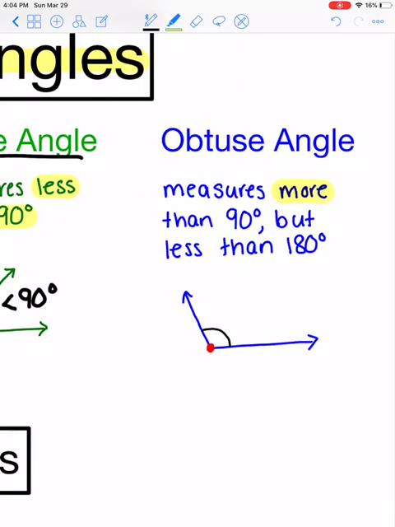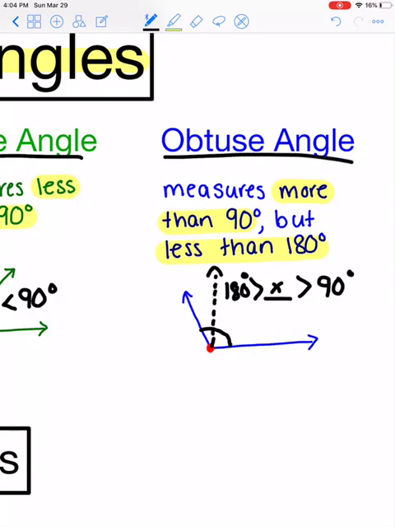It measures more than 90 degrees, but less than 180. So as you can see, if I pretended that there was a right angle here, you could see that it's bigger. So an obtuse angle, so this angle here is going to measure, if this was the name of the angle, let's put an X here, it's going to be greater than 90 degrees, but less than 180 degrees. That is an obtuse angle.